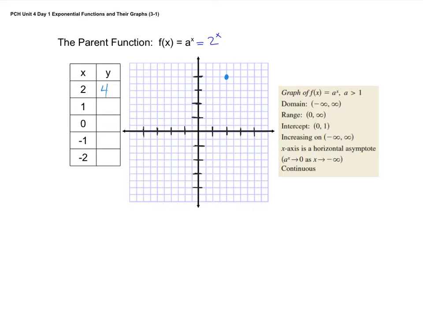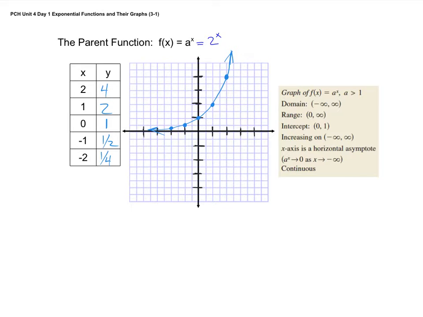What's another point? If x is 1, y is 2. So (1, 2), (0, 1), (-1, 1/2), (-2, 1/4), because it's 1 over 2 squared for 2 to the negative 2. So you can see here we've got a growth function. It's growing as x goes from left to right.